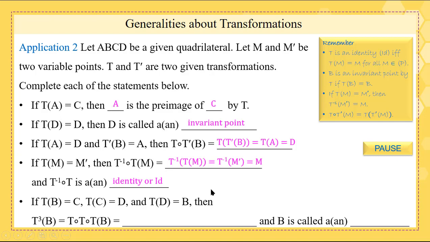Try to answer it. If T of B is equal to C, T of C is equal to D, and T of D is equal to B, then T3 of B is equal to T round T of B 3 times, which is equal to T of T of B, and T of B is equal to C, we get T of C, and T of C is equal to D, we get T of D, which is equal to B. And B is called an invariant point, since T round T of B is equal to B according to the second remark.